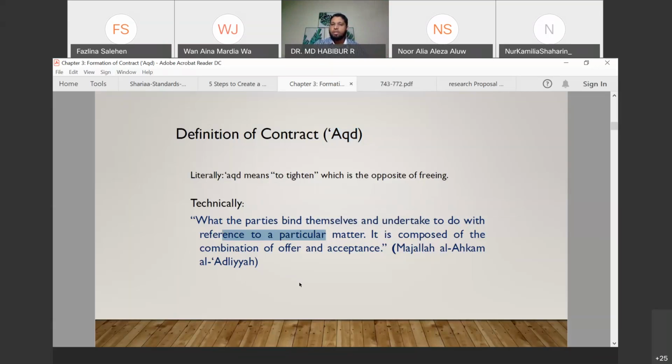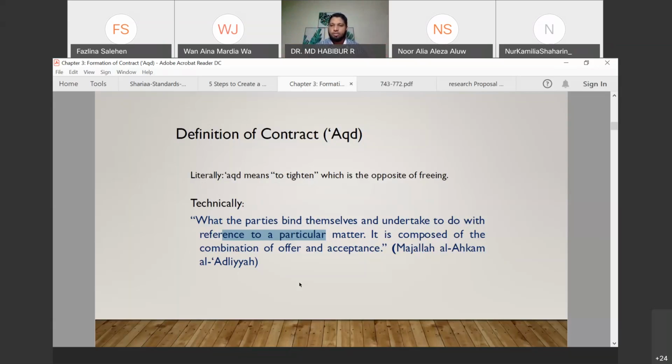So if the buyer and seller do the contract based on, let's say, exchanging a house, the seller will sell the house. The seller undertakes, means the seller makes a promise, takes some responsibility on himself to deliver the house to the buyer. And on the other hand, the buyer or purchaser takes the responsibility to make the payment accordingly. So a particular matter means, let's say, the exchange of a house or a commodity. The seller will deliver the commodity and the purchaser will make the payment. So this is about aqd.